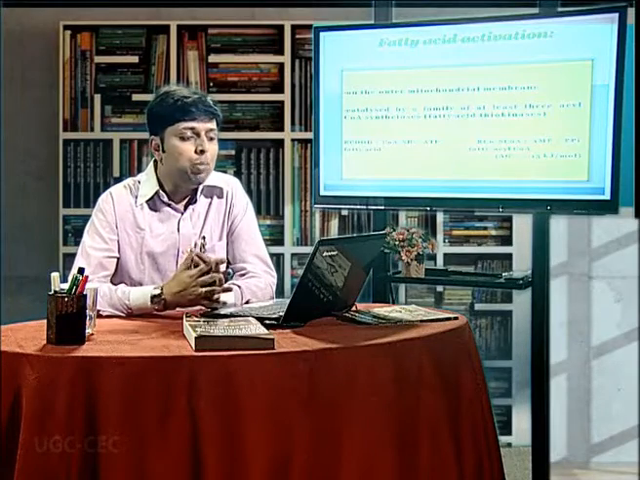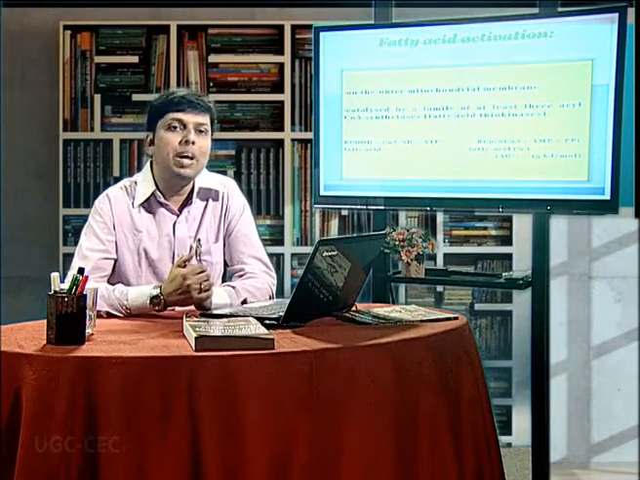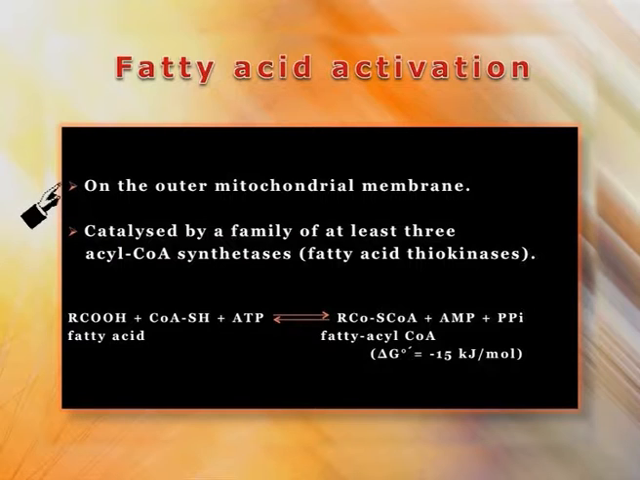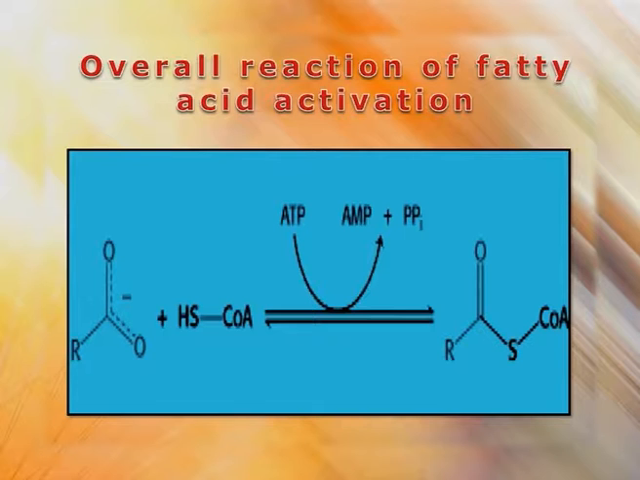Now, prior to beta oxidation, the fatty acids have to be activated. The activation of fatty acids takes place on the outer mitochondrial membrane, and the enzyme responsible is known as the fatty acyl-CoA synthetase. This particular slide will show you how fatty acid reacts with the coenzyme A with the participation of ATP releasing AMP, PPi and fatty acyl-CoA.